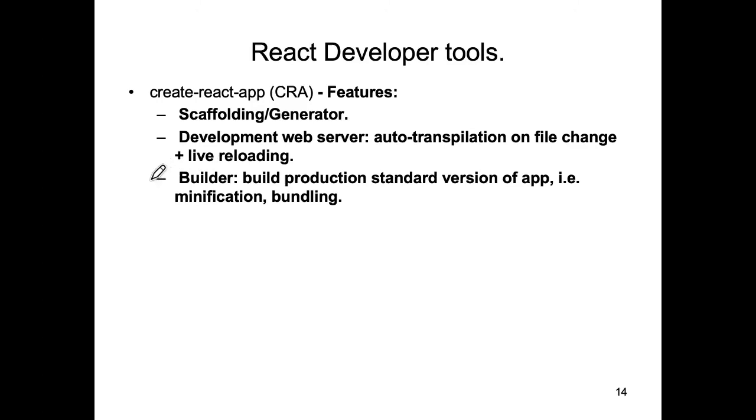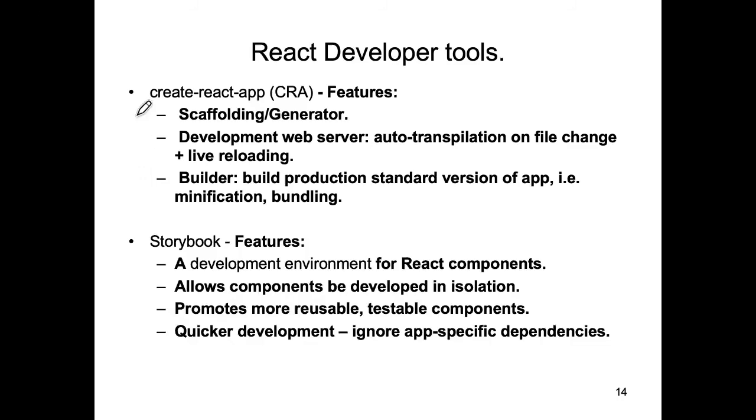That's one tool. The second one, so Create React App, is a tool that you use when you're developing a React application. Storybook is a tool that you use when you want to develop individual components. And you want to see, well, how does this component render in the browser?